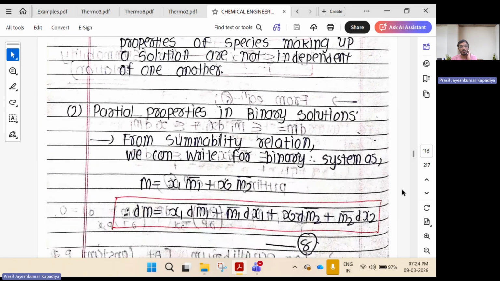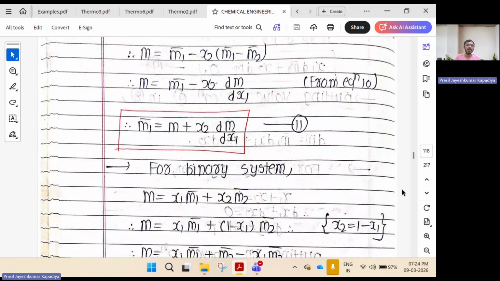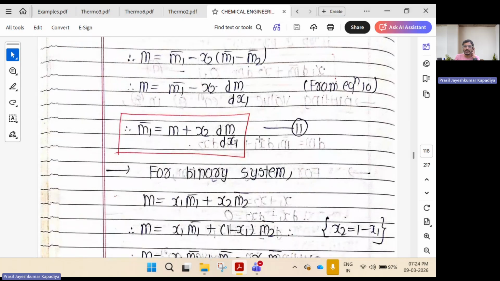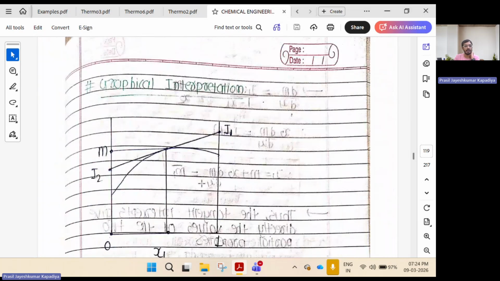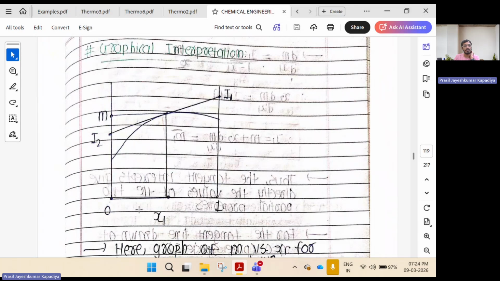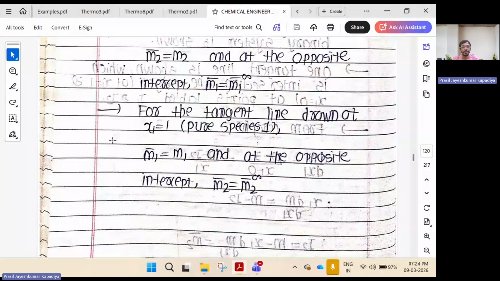Then we learned about partial molar properties in binary solutions. We found that M1 bar is equal to M plus x2 dM/dx1, and M2 bar is equal to M minus x1 dM/dx1. From there, when we plot M versus x1, from the tangent we find two intercepts, I1 and I2, and those two intercepts give us the values of partial molar properties in the mixture.